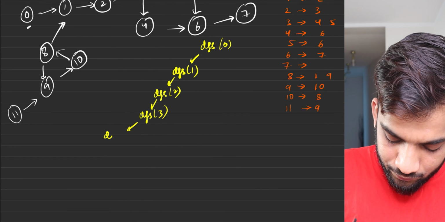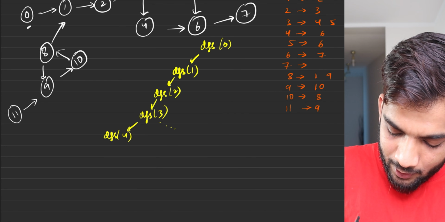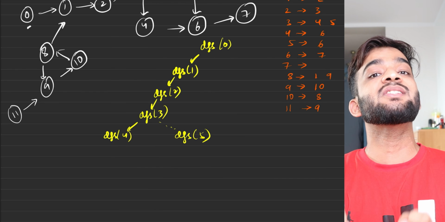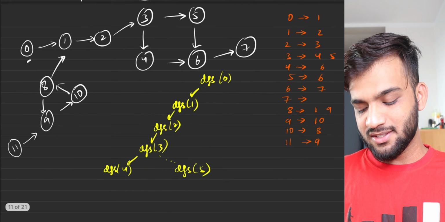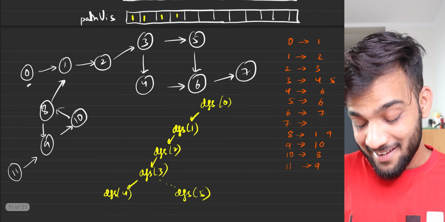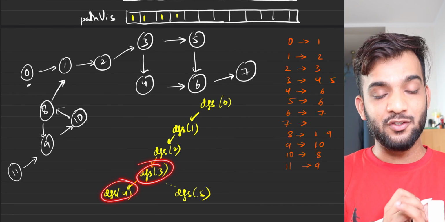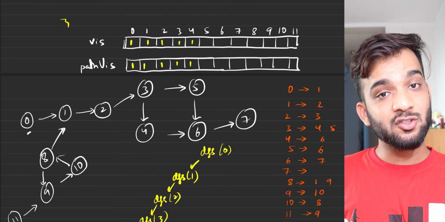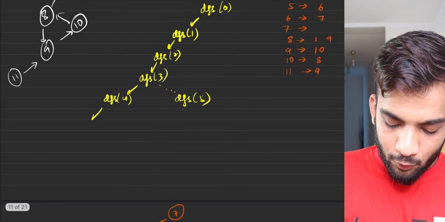Remember this, it will go to 4 and then it will come back and probably go to 5. But that will be done in the later stage when the recursion is complete. Recursion classes, guys. So DFS 3 to DFS 4. So we will go for 4. 4 is visited, path visited as well. Next, 4 will go to whom?